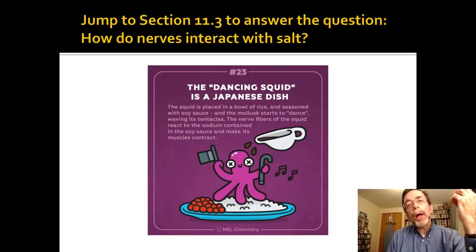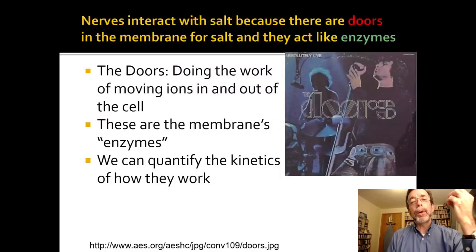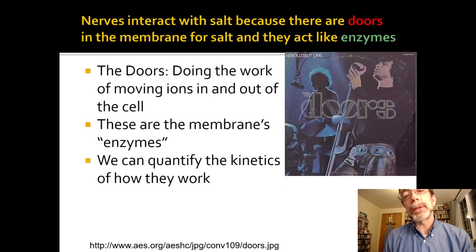It's because they run on salt. And the way that they work is they actually are doors for salt. The way that nerves work is they work on transporters that involve moving salt ions across a membrane. They are the doors in the membrane for salt. And the main reason I want to talk about them now is because they act exactly like enzymes. Everything that you learned from chapter 6 is applied in chapter 11.3. So I'm like, why not talk about chapter 11.3 now?